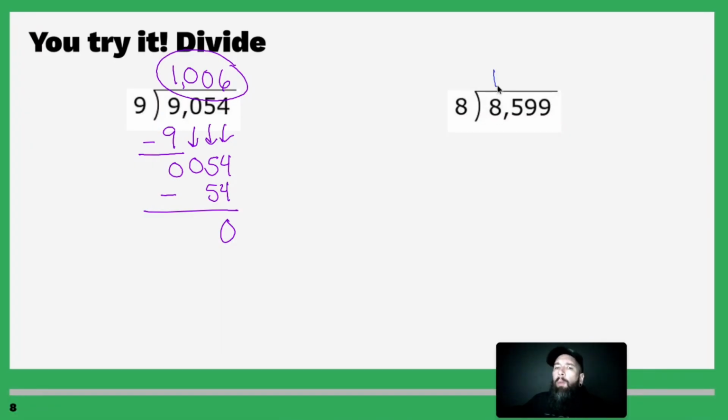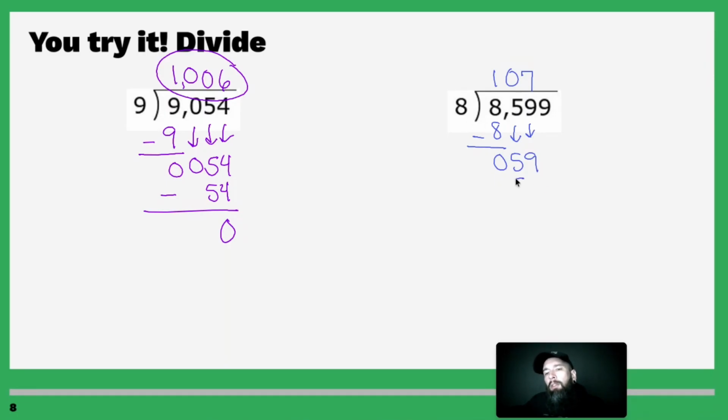8 goes into 8 1 time. 1 times 8 is 8. Subtract. 8 minus 8 is 0. Drop down the 5. 8 goes into 5 0 times. Drop down the 9. 8 goes into 59 7 times.